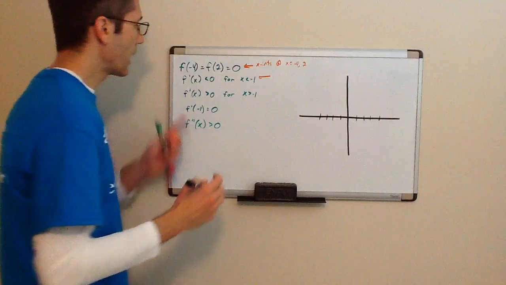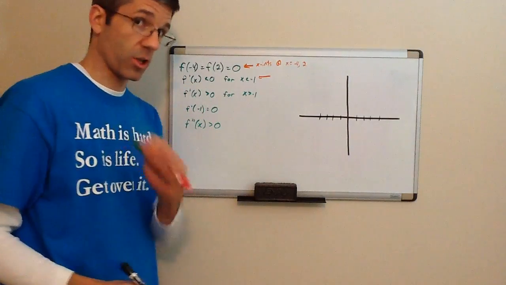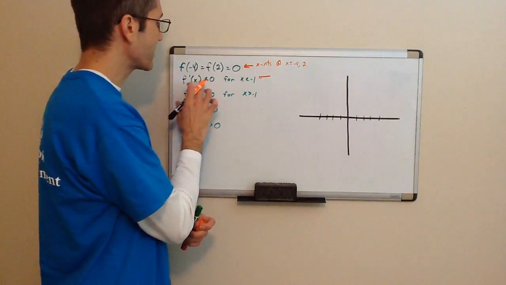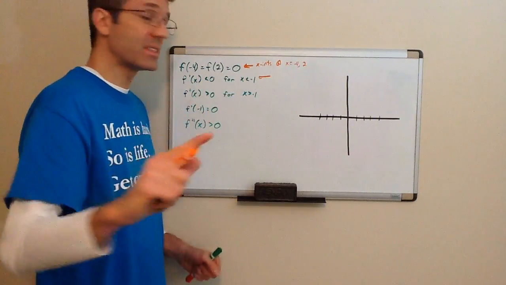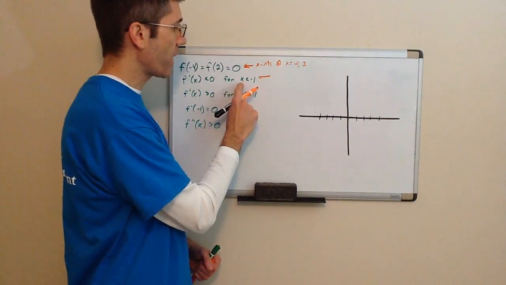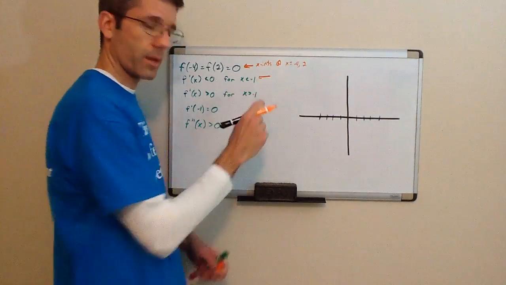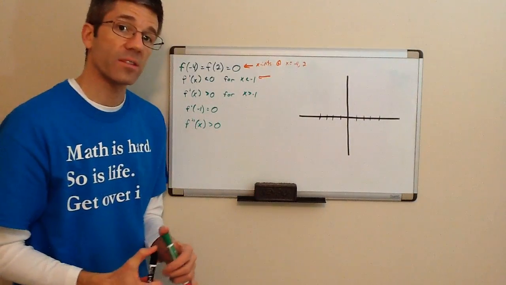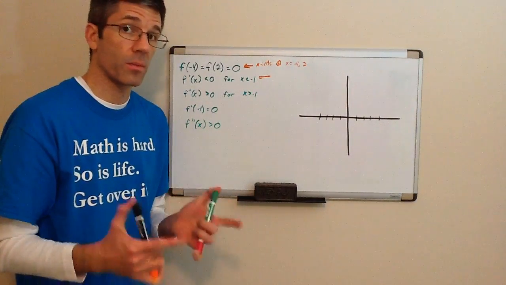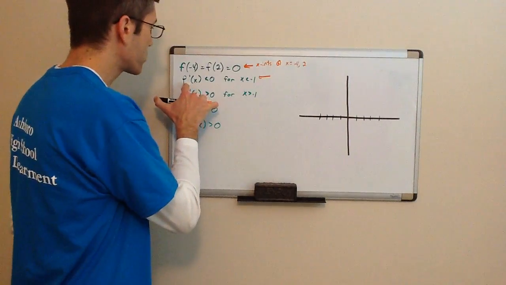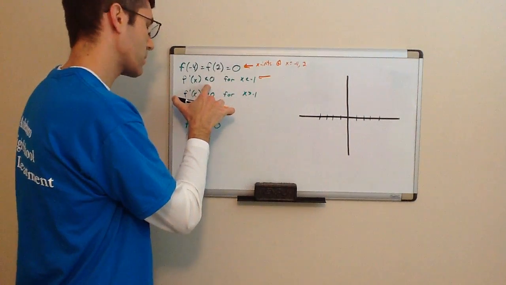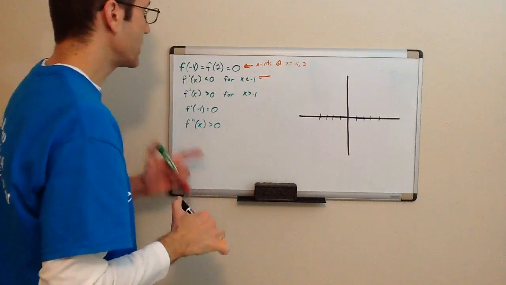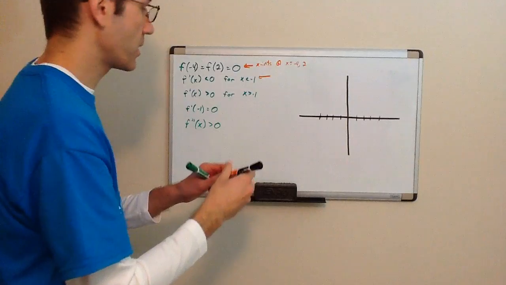f prime of x, the slope of my original function, is represented by f prime. The derivative of x is less than 0. My derivative is negative for all my x values that are less than -1. Let's think about what that means. My first derivative tells me where things are increasing or decreasing on my original function. My first derivative is negative. Well, if my first derivative is negative, then it is decreasing for all the x values that are less than -1.